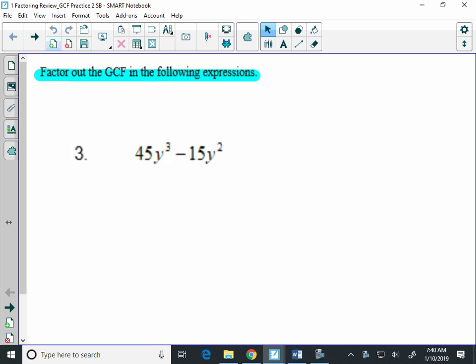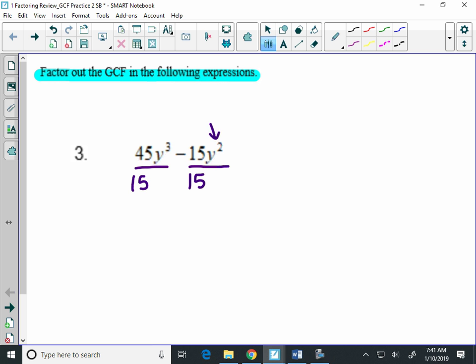Alright, so I have 45y cubed minus 15y squared. I look at the numbers to see if there's a numerical GCF between 45 and 15. 15 actually goes into both of those numbers, so 15 is going to be the numerical part of your GCF. Remember, we divide out the GCF from each term, so we're going to write it underneath. When I look at the variables, they both have y's, so I take the lower of the two exponents on the y, which is y squared. That is the other part of your GCF.